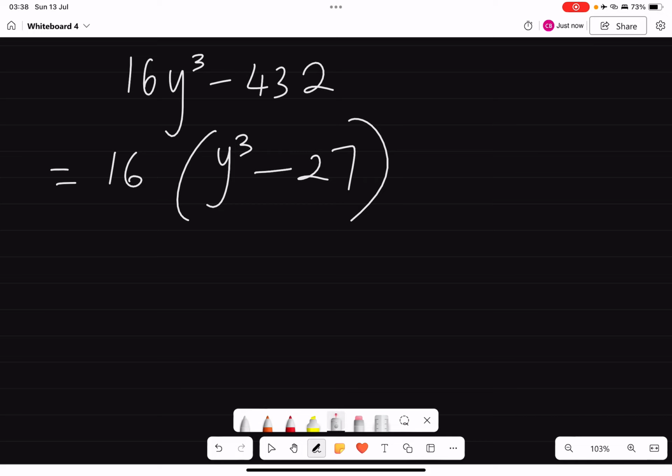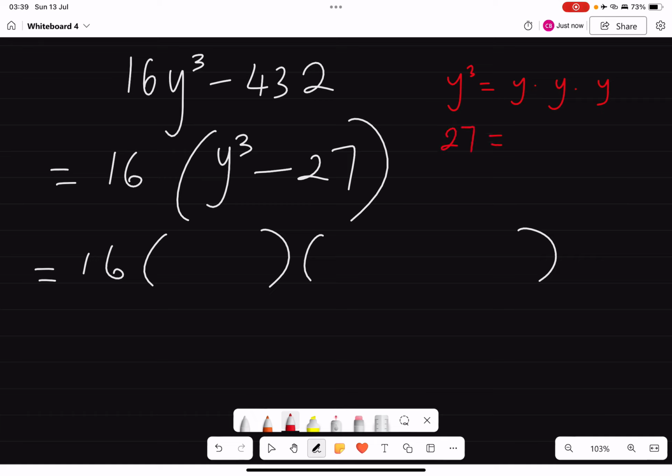Now, the nice thing is inside the bracket, I have a difference of 2 cubes. So I'm going to have 16, small bracket, and a bigger bracket. And I'm going to work it out on my side. So remember, y cubed will break into y times y times y.